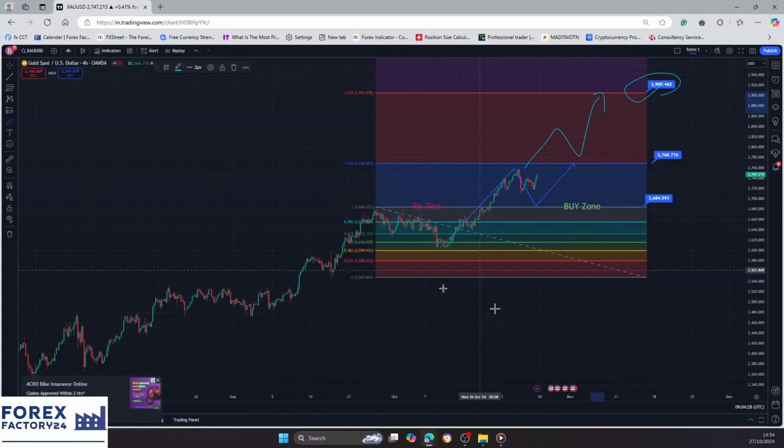All right, that's today's breakdown on gold spot using Fib levels and price action.